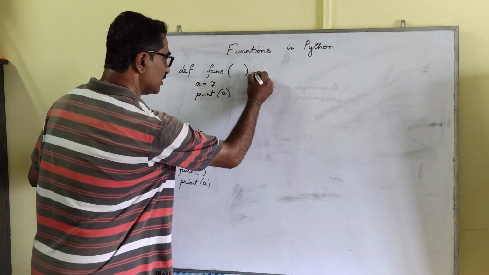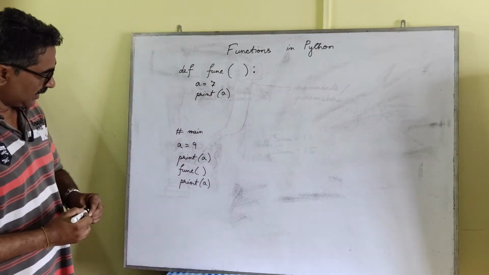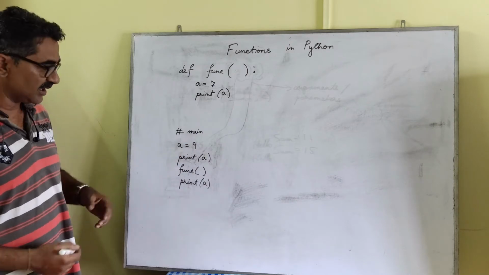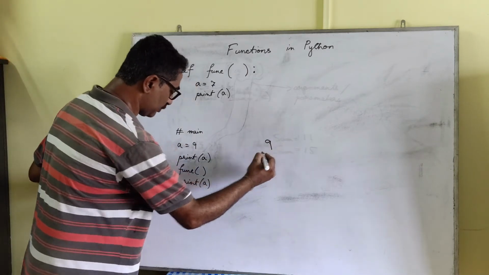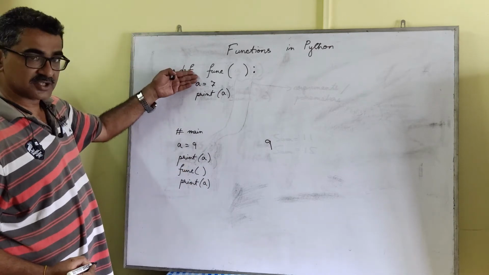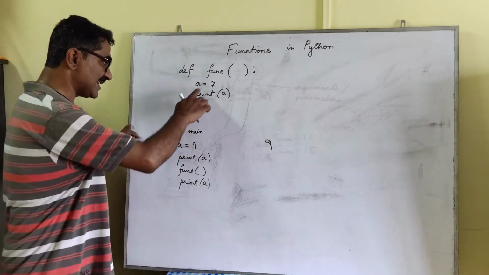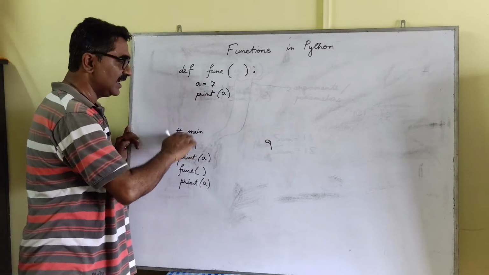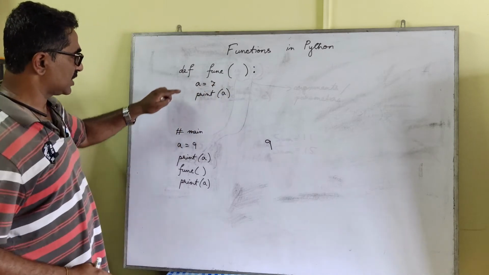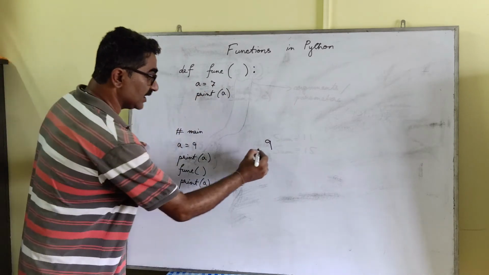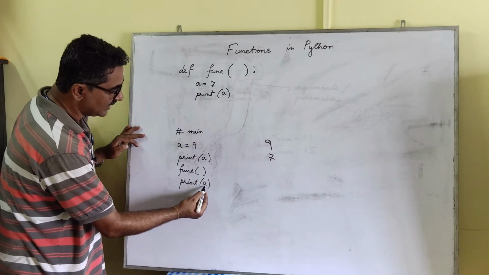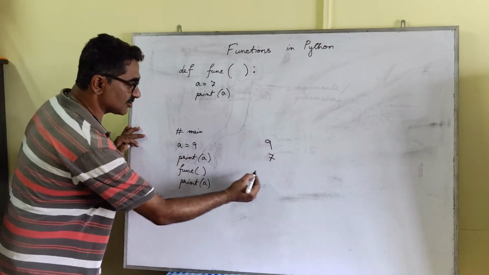Now you can see what is going to happen. The program execution begins over here. A equal to 9, print A, so definitely it's going to display 9 as the first output. I'm making a function call to func, so the control gets transferred over here. A equal to 7. This A has nothing to do with this A. This A is local to this function. It occupies a separate memory location. Print A, so definitely it's going to print 7. Now when it gets back to the next line, print A, here the value of A is still 9, so it displays 9.